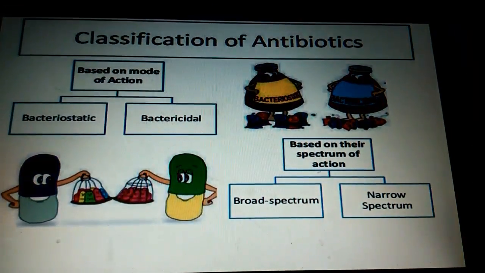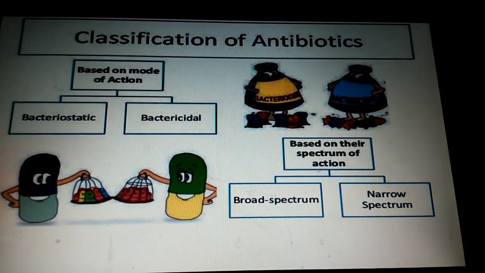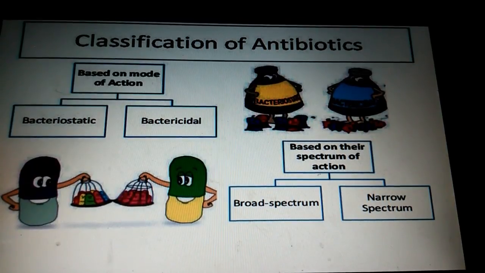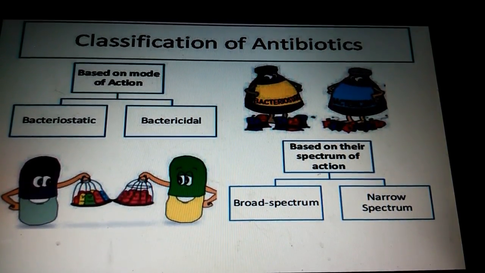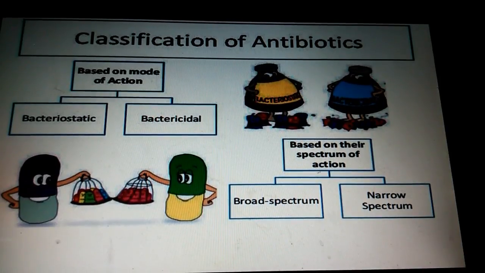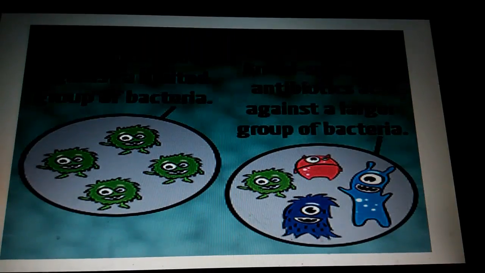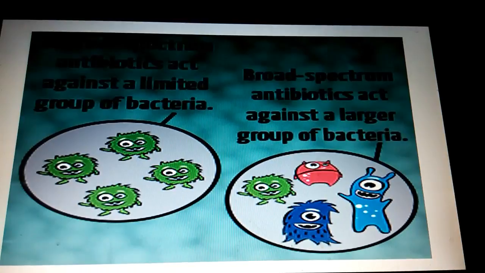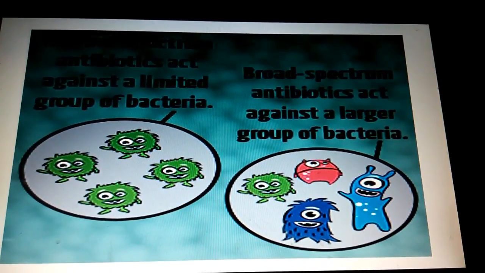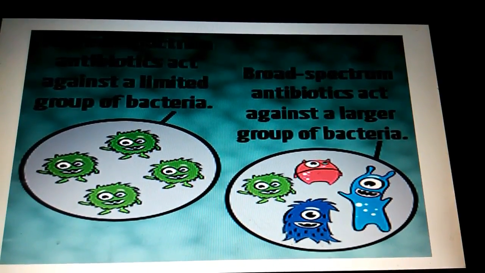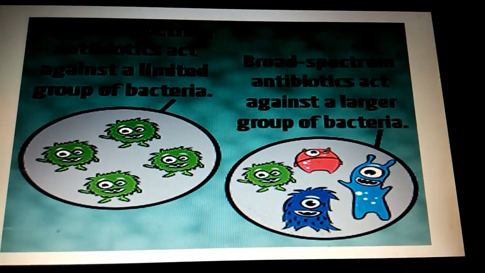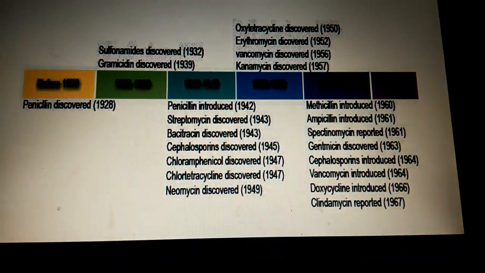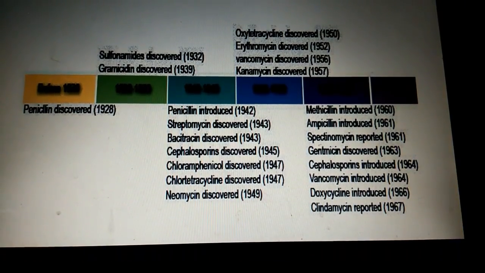So there are classifications of antibiotics. Based on mode of action, there are bacteriostatic and bactericidal. Based on their spectrum of action, they are broad spectrum and narrow spectrum. Narrow spectrum antibiotics act against a limited group of bacteria, while broad spectrum antibiotics act against a larger group of bacteria. This is the development of penicillin.